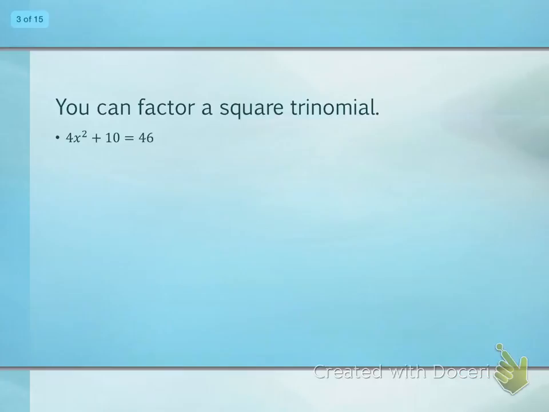Okay, this one, let's go ahead and subtract 10. So I get 4x squared is equal to 36. Divide by 4. So x squared is equal to 9. Square root both sides, so x is equal to plus or minus 3.